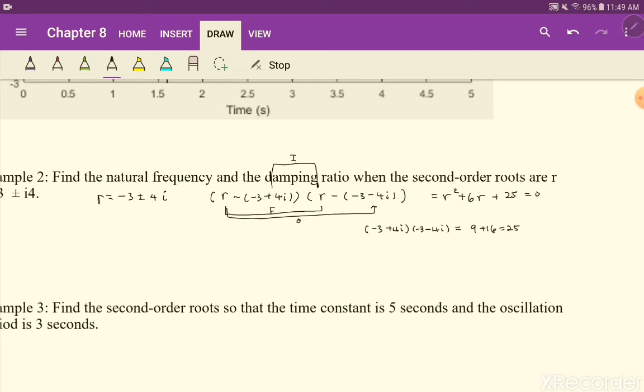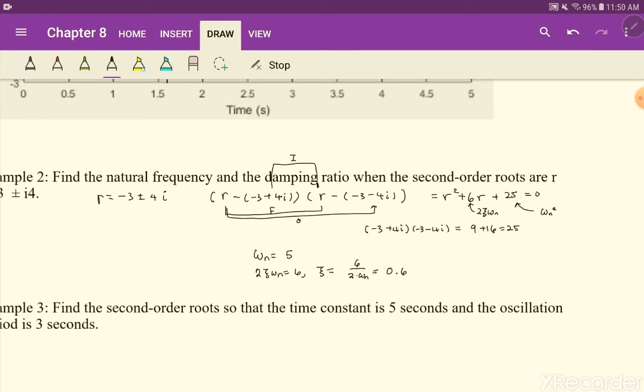Why did I find the characteristic equation? Because I can get the natural frequency and damping ratio easily from there. How? That's your omega n squared term, and 6 is 2 times zeta omega n, right? So omega n must be equal to 5. Drop the negative solution, just keep the positive one. And then 2 zeta omega n is equal to 6.